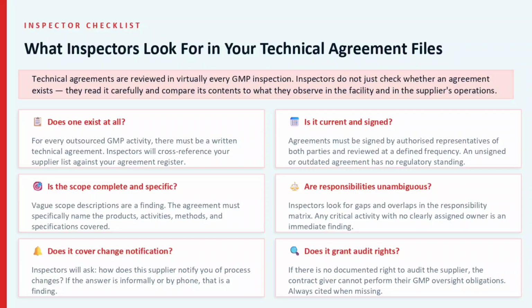And sixth, does it grant audit rights? If there is no documented right to audit the supplier, the inspector will note that you cannot fulfill your GMP oversight obligations. Audit rights are always checked and always cited when missing.